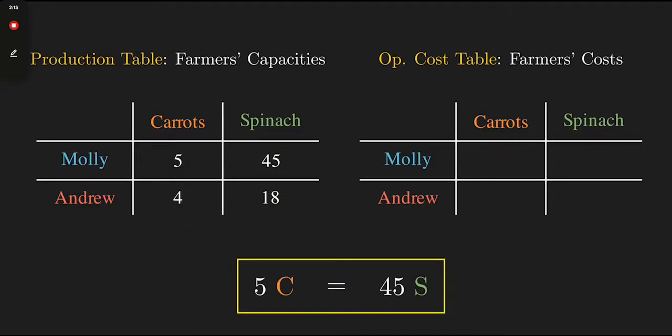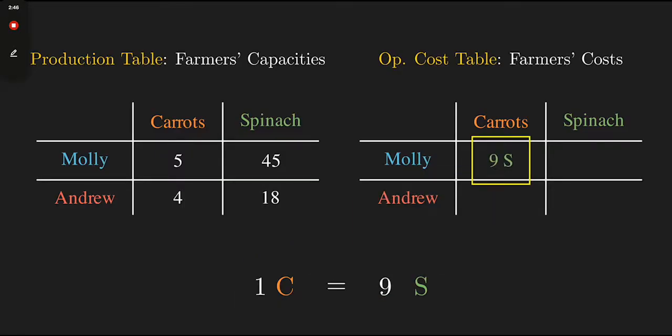So we set Molly's ability to grow carrots equal to her ability to grow spinach. This simply tells us she can either grow carrots, and if she grows all carrots, she can grow 5 units of carrots, or, and this equal sign represents the or relationship, she can grow 45 units of spinach. We set these equal to each other, we divide both sides by 5, and then we simplify. So this tells us that Molly gives up 9 units of spinach for every unit of carrots she grows.